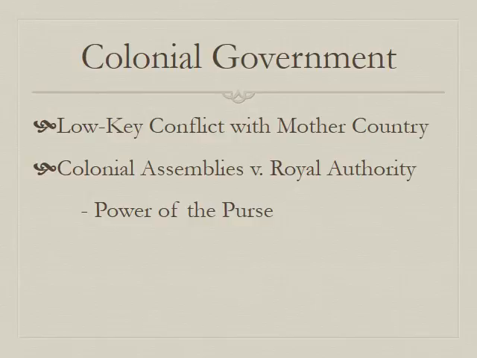Now, generally speaking, most of the problems were worked out between the colonists and the King and Queen of England through the colonial representative assemblies and the governor. Still, there was occasional low-key conflict with the mother country. The conflict was strictly low-key because at this point, the colonists could not be and did not want to be independent. They saw themselves as British citizens and they wanted and needed the British government's protection.